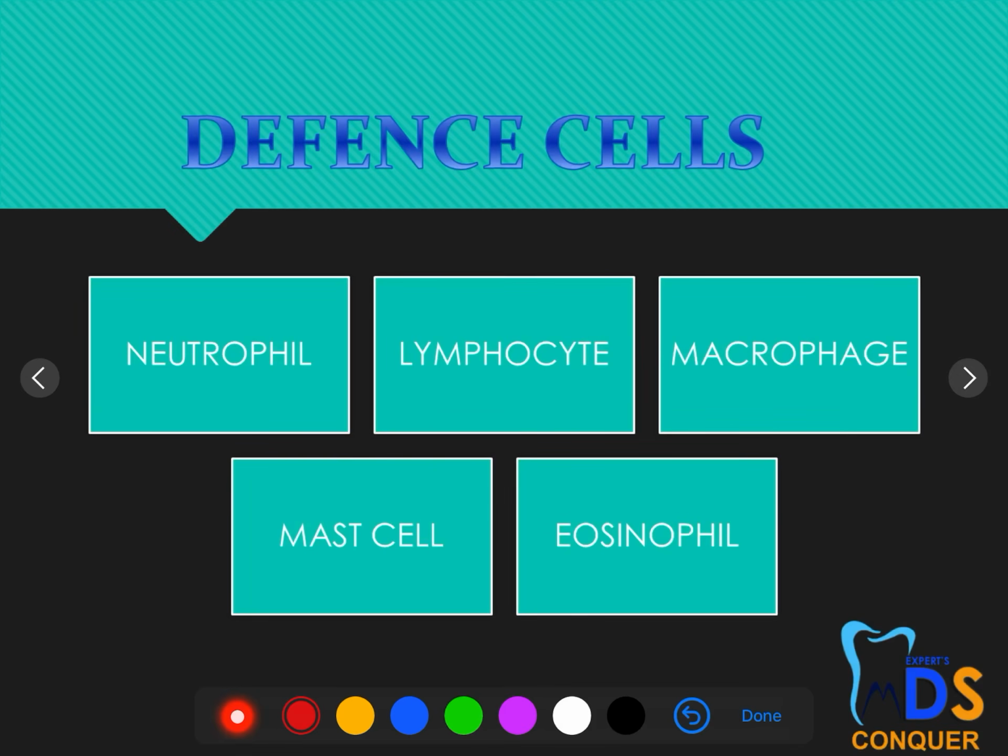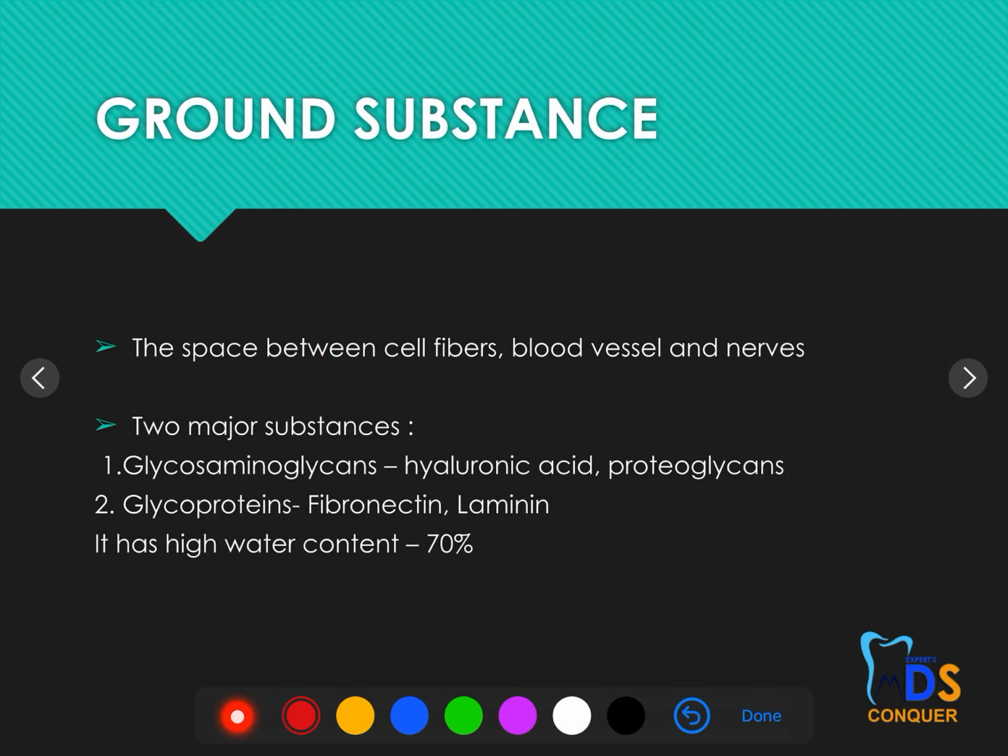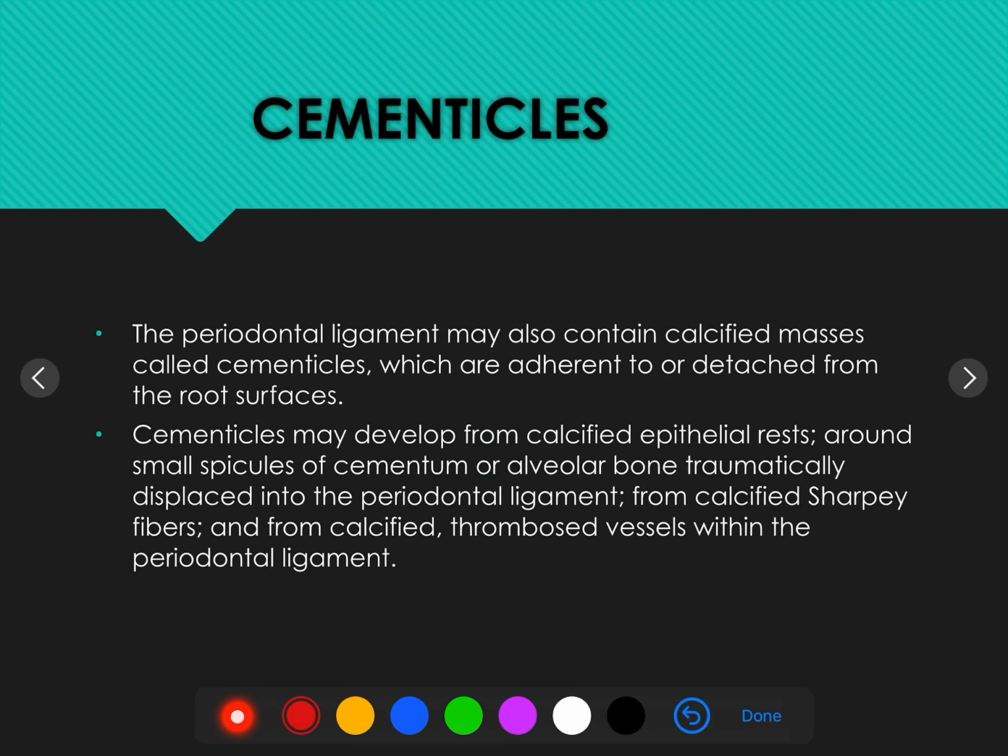Coming to defense cells, it is a very important and integral part of the periodontal ligament to have neutrophils, lymphocytes, macrophages, mast cells and eosinophils. Coming to the ground substance, it is composed of two major components, glycosaminoglycans and glycoproteins. Glycosaminoglycans are hyaluronic acid and proteoglycans, and glycoproteins are fibronectin and laminin, and most of it is made up of water.